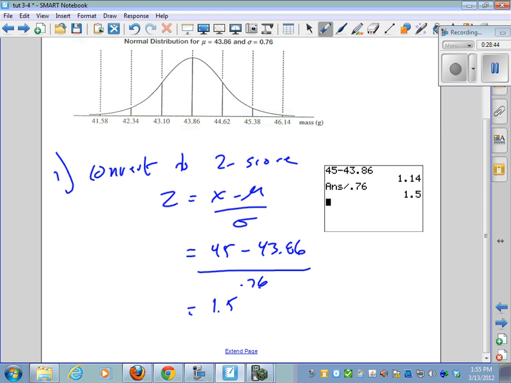Then we take that and shade down. So that's going to be right about there. Now, if I'm going greater than 45, do I shade to the left or to the right? Dylan says to the right. Do you agree with him? How come? Because it says above 45. Which way are the numbers bigger than 45? To the right.